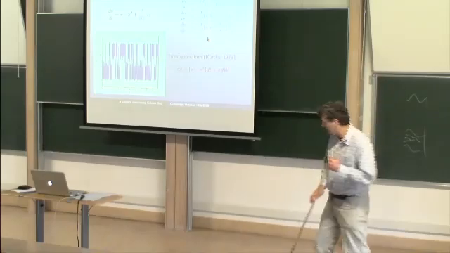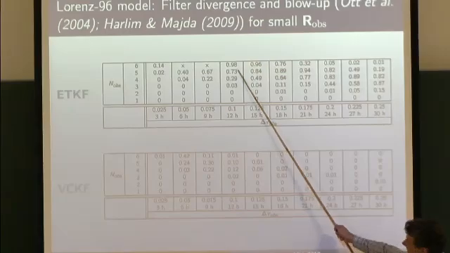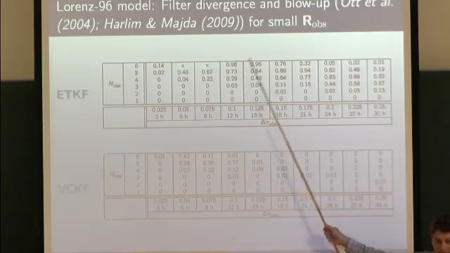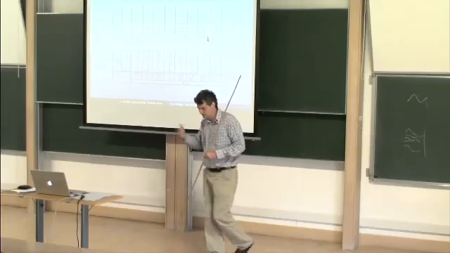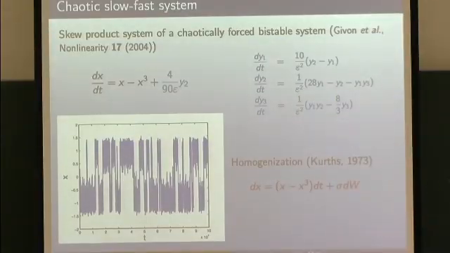So the question there that I would like to study here is what makes the filter blow up and how can you prevent it by choosing good initial ensembles. Okay, let's look at another system. Let's look at a slow-fast system.